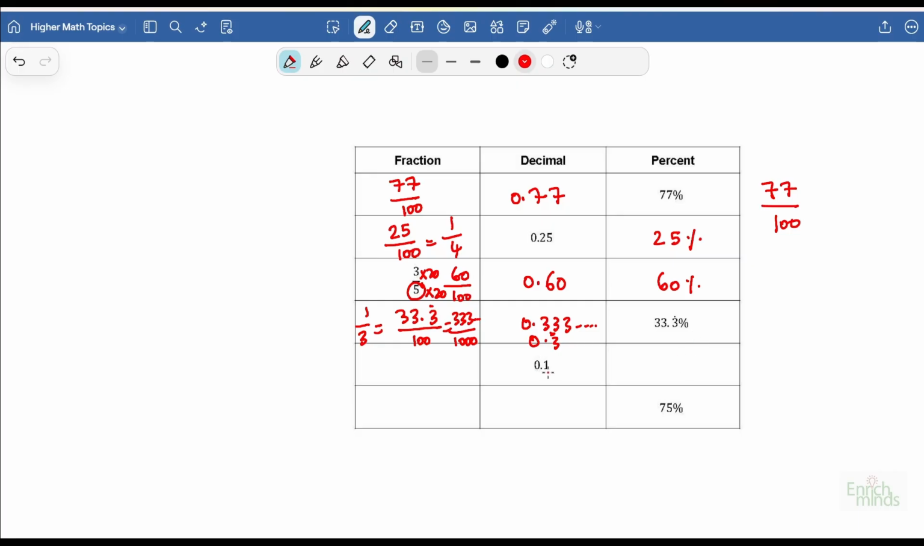What about 0.1? 0.1 is 1 out of a total 10 parts. So this can be expressed as how many parts out of a total 100. This has to be multiplied by 10. I do the same thing for the numerator to make it 10 parts out of 100, which is equal to 1 part out of 10. So that's 10%. What about 75%? 75% means 75 out of a total 100, which is equal to 3/4. Well, this as a decimal is 0.75.